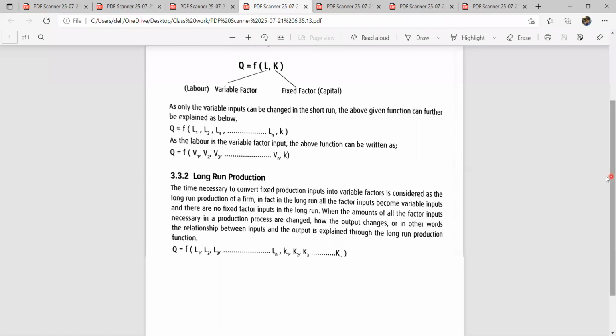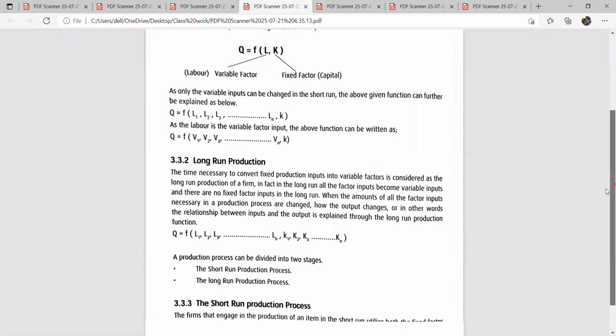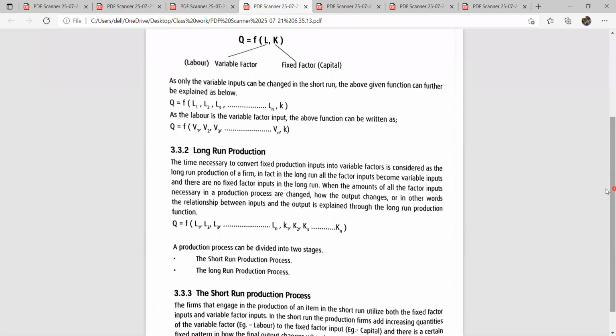After this, the long-run production function. So I told you that in the long run, the production function is actually determined by both variable and fixed factors. Therefore, there is no more classification like that. So all the inputs are considered in order to make the output. It is called the long-run production function.